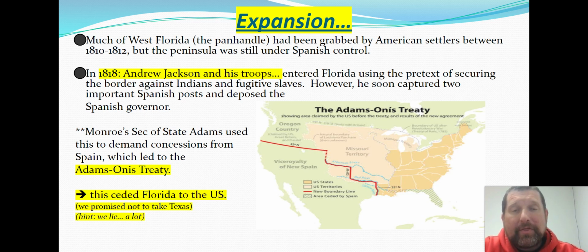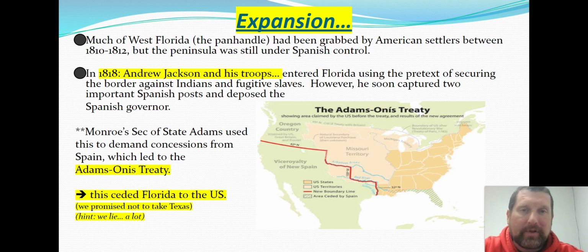The United States had signed a treaty under Secretary of State John Q. Adams to demand concessions from Spain. This is the Adams-Onis Treaty, which cedes control of Florida from the Spanish to the United States. As a part of that treaty, the United States promises that we are never going to take Texas.